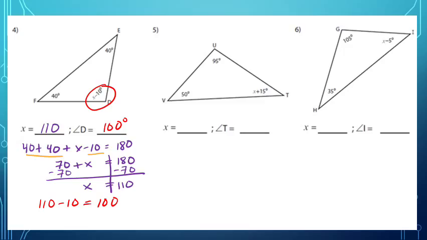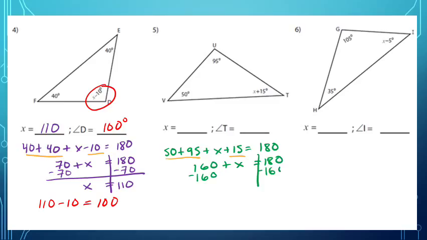Looking at number 5, I've got 50 plus 95 plus x plus 15 equals 180. Again, I'm going to combine like terms. So 50 plus 95 is 145, plus 15 is 160. 160 plus x equals 180. Again, go ahead and subtract 160 from each side. This leaves me with x equals 20.